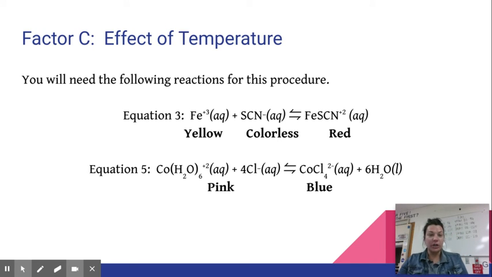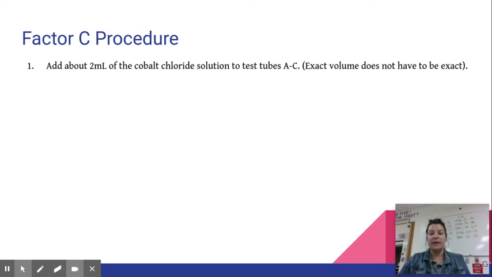Factor 3 is temperature. We're going to do 2 different reactions. Equation 3, we're going to use that one again with the iron and the thiocyanate, making iron 3 thiocyanate, and then we're going to use this other chemical reaction where we're going to have these really pretty pink and blue colors. I'm going to go through this quickly because you can always just pause it at the end to write the procedure.